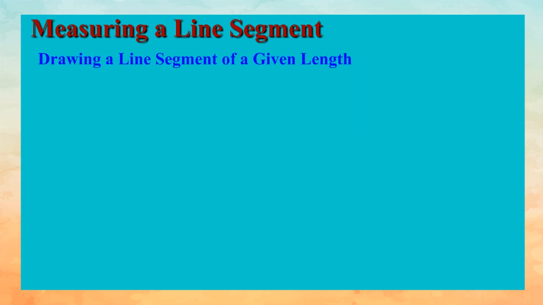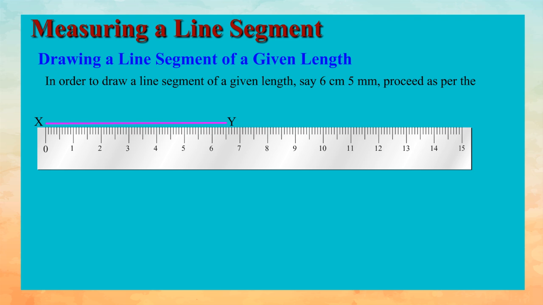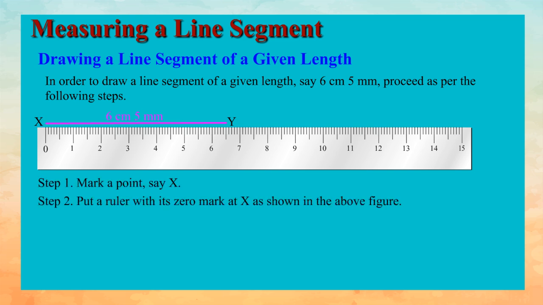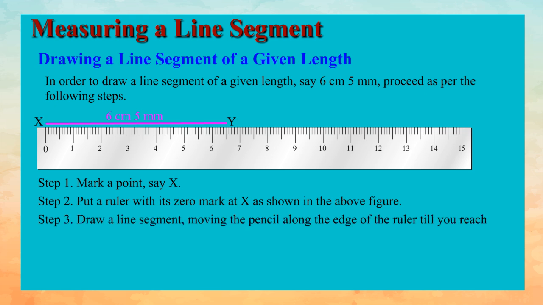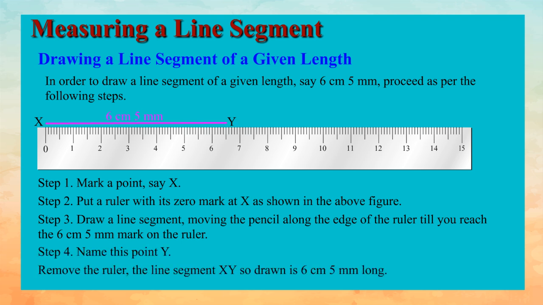Drawing a line segment of a given length. In order to draw a line segment of a given length, say 6 centimeters 5 millimeters, proceed as per the following steps. Step 1. Mark a point, say X. Step 2. Put a ruler with its 0 mark at X as shown in the above figure. Step 3. Draw a line segment, moving the pencil along the edge of the ruler till you reach the 6 centimeters 5 millimeters mark on the ruler. Step 4. Name this point Y. Remove the ruler. The line segment XY so drawn is 6 centimeters 5 millimeters long.